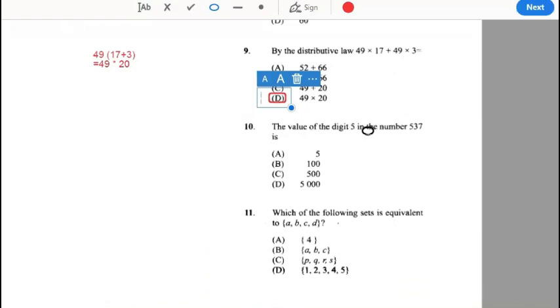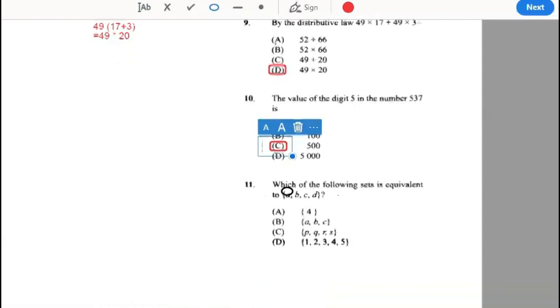The value of the digit 5 in the number 537 is, so remember, ones, tens, hundreds, thousands, that kind of stuff. So 7 is in the ones column, 3 is in the tens column, 5 is in the 100 column, so it's 5 times 100 to give us 500. So our answer is C.